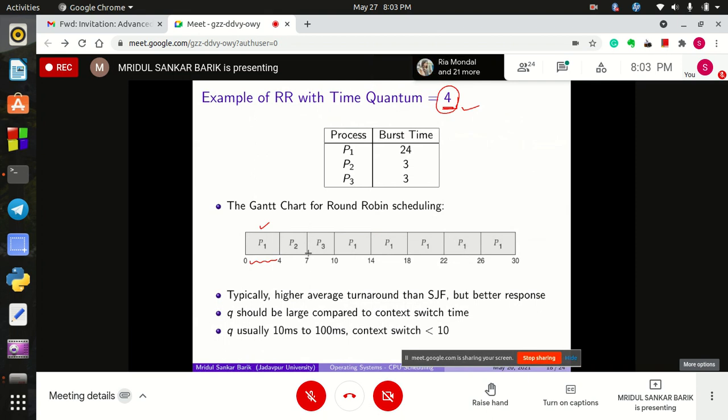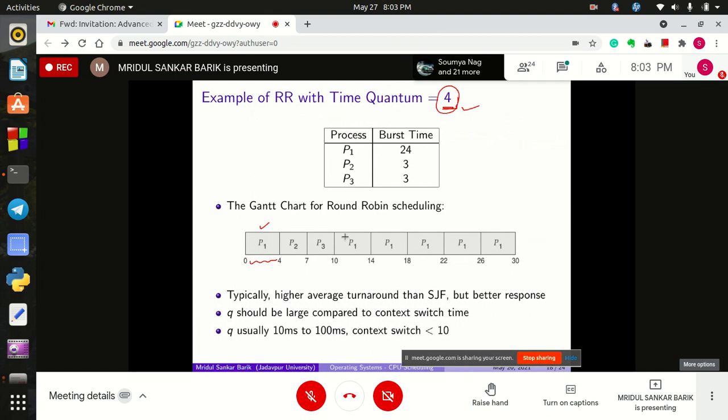So at this point of time, process P3 would be given 4 time units, but it requires how much? It requires 3 time units, so it would finish at time 10, right? Then process P1 again would be given 4 time units, and again 4 time units, 4 time units, and 4 time units.